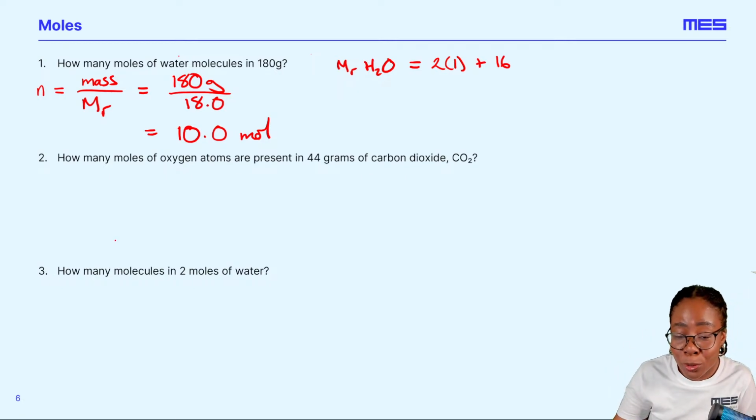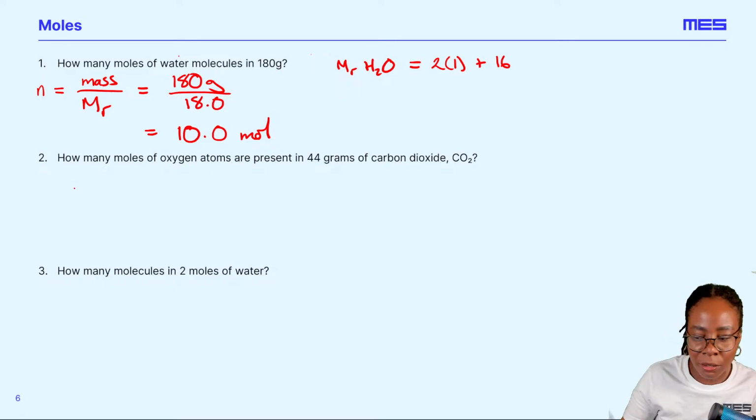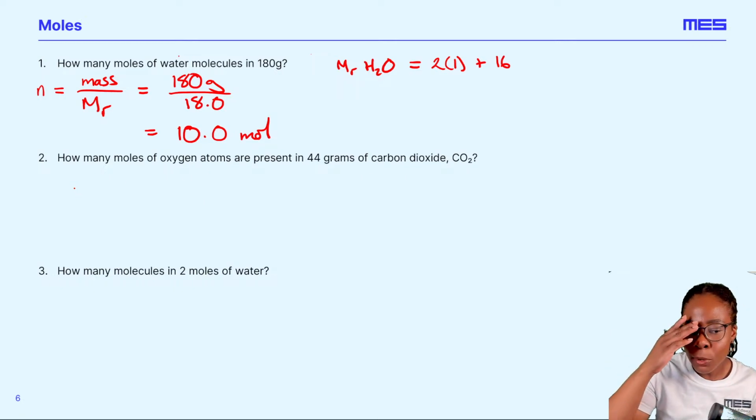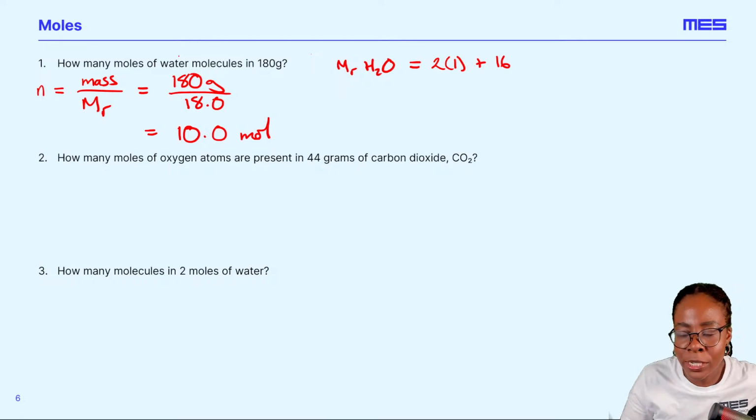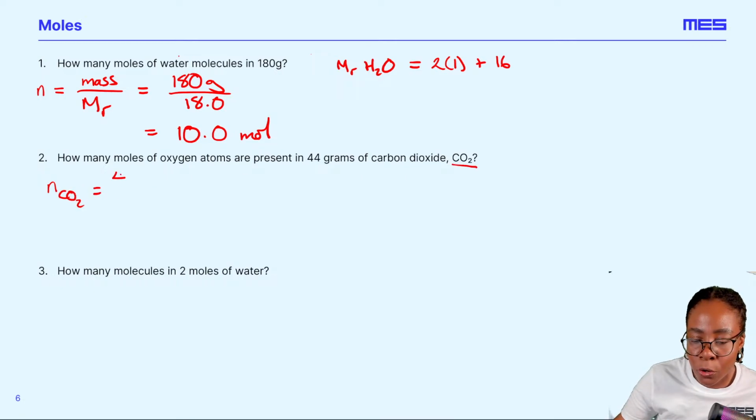How many moles of oxygen atoms are present in 44 grams of carbon dioxide? Hi, Theo, welcome. So where should we start? How many moles of oxygen atoms are present in 44 grams? Yes, absolutely. When in doubt, we're going to find the moles. And we've got enough information to calculate the moles of carbon dioxide, mass over MR, 44 over 44, which is 1. But that's not the question.